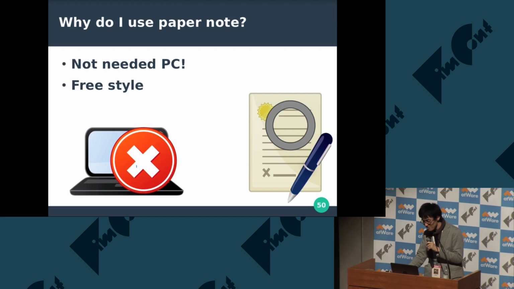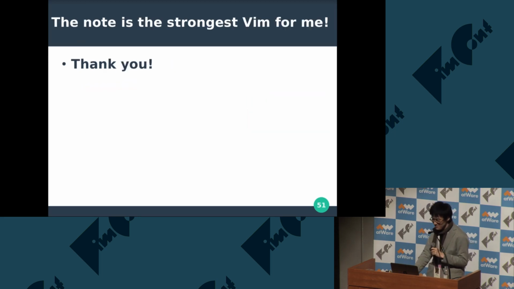Why do I use paper notes? Because paper notes do not require a PC. You can use it everywhere. The note is much lighter than a notebook PC. It's freestyle. The paper note is the strongest Vim for me. I didn't have a portable PC when I was a student, so I needed Vim without a PC. Thank you for listening.